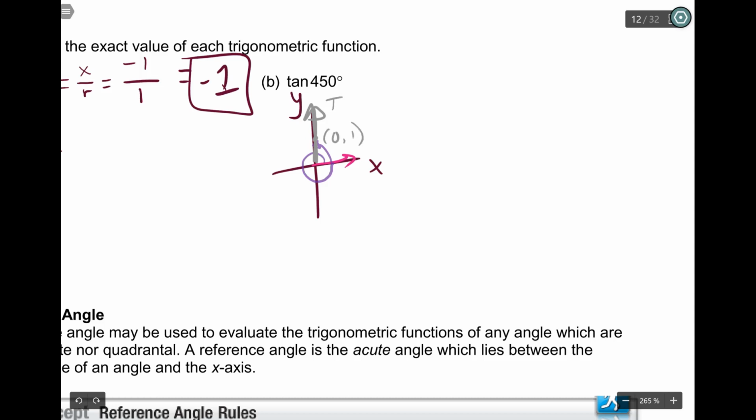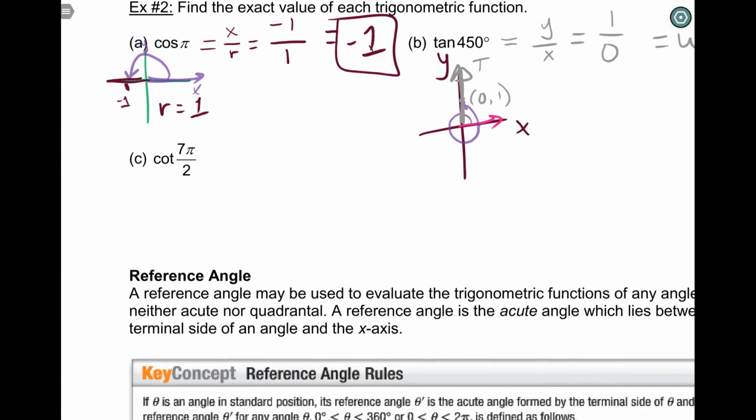I am one unit high. And so tangent of 450, tangent is just y over x. So this y value is positive 1. The x is 0. Well, you can't divide by 0, so it's going to be undefined.